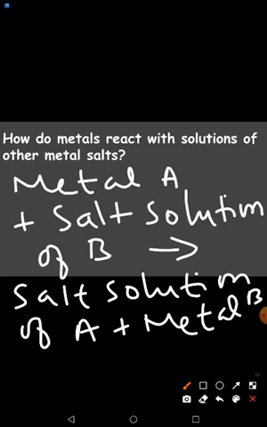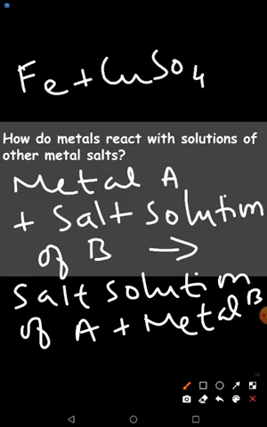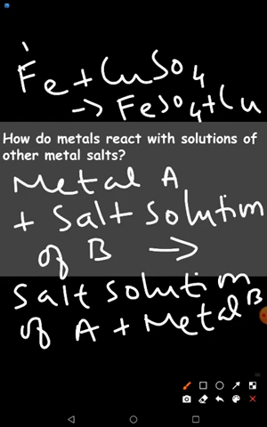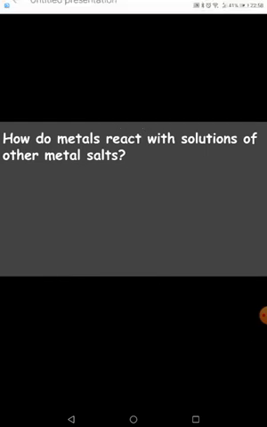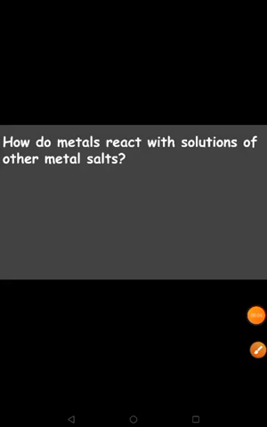For example, I'll take the same example whatever I gave you. Let's go for iron with copper sulfate. Fine. Fe plus CuSO4 gives you FeSO4 plus Cu. So this is your metal A, this is your metal B. So metal A, and this is the salt solution of metal B, right? Gives you salt solution of metal A. Here you find the iron, and metal B is getting displaced. Clear to you? Okay.